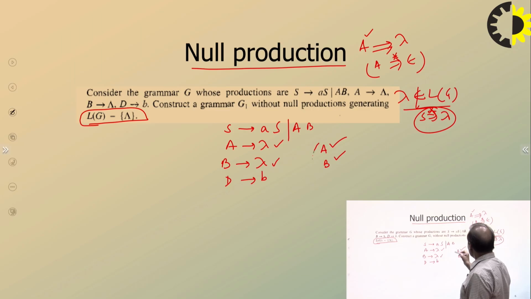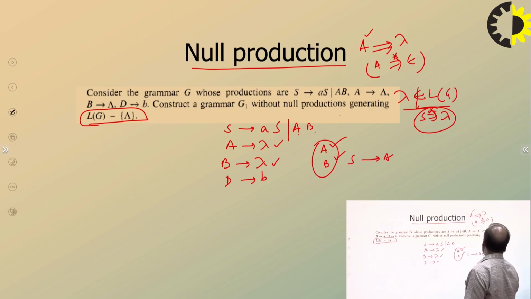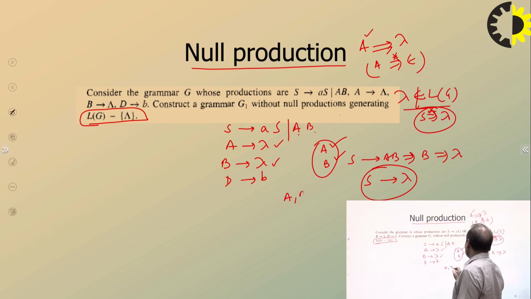So if A and B are nullable variables, look at this. A and B both are appearing on the right-hand side. So based on this, you see here, S goes to AB and A derives lambda, so you will be getting B, and B derives lambda. So this becomes there. That means S can derive lambda. So S is also a nullable variable. See, so you have identified that A, B and S, the 3, are nullable variables.